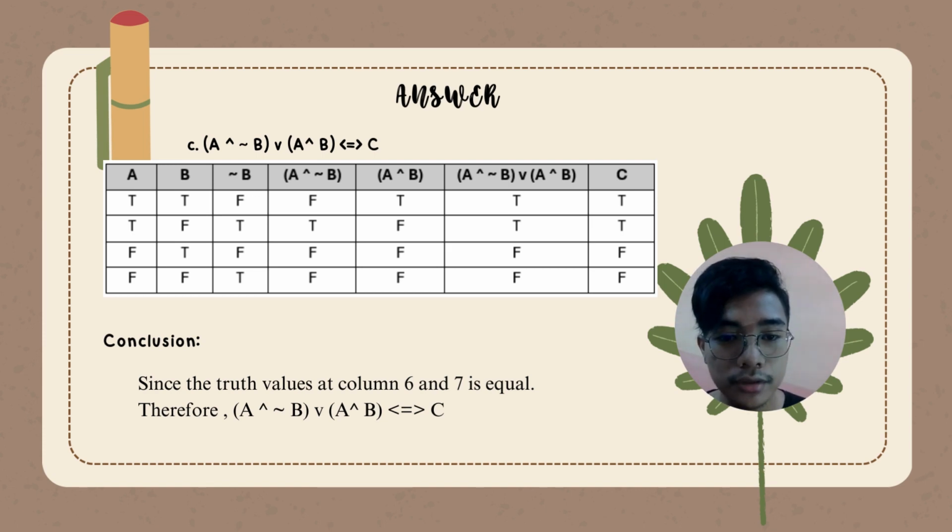For the seventh column we have C. For your information, we got C from the case study, where we get the input from A and B. So if A is true and B is true, C is also true. If A is true and B is false, C will be true. If A is false and B is true, C is false. If A is false and B is false, C is false. So for the conclusion, since the truth value at column 6 and 7 is equal, therefore A and not B or A and B is equivalent to C.